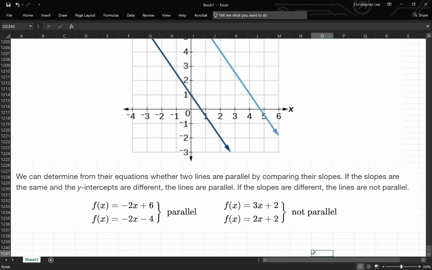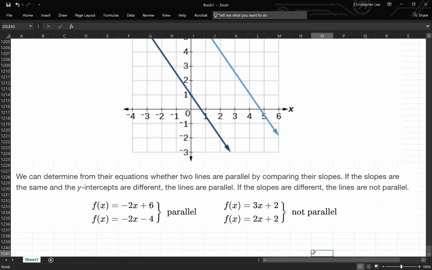So we can determine from their equations whether two lines are parallel by computing their slopes. If the slopes are the same and the y-intercepts are different, then the lines are parallel, right? If the slopes are different, the lines are not parallel, right?